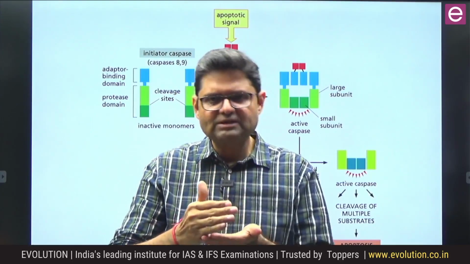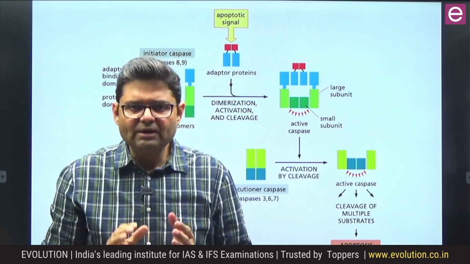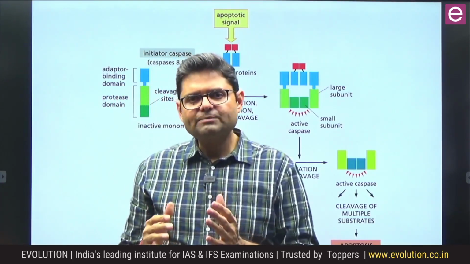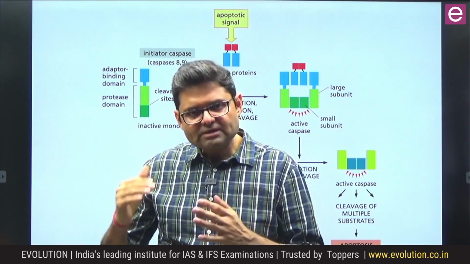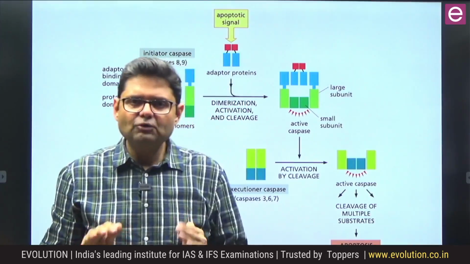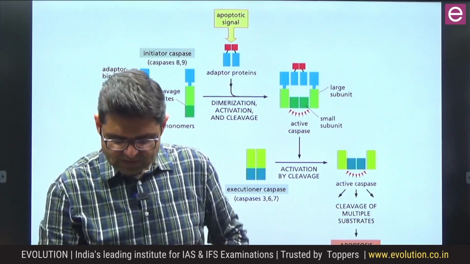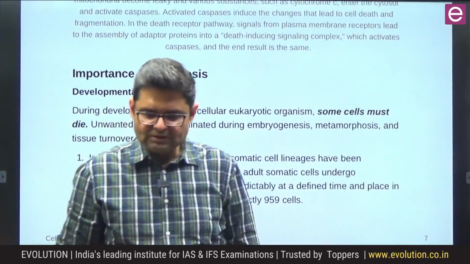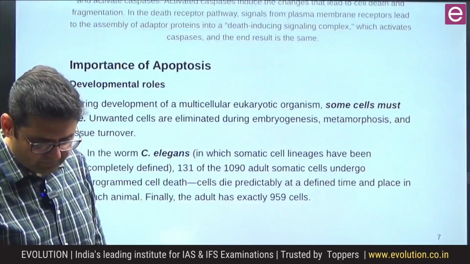So we have understood what is apoptosis, what are the highlight features of apoptosis, what is the control of apoptosis, and how the two families of caspases, initiator and executioner, drive the process of cell death. Having said that, now the importance of apoptosis. Some examples here.